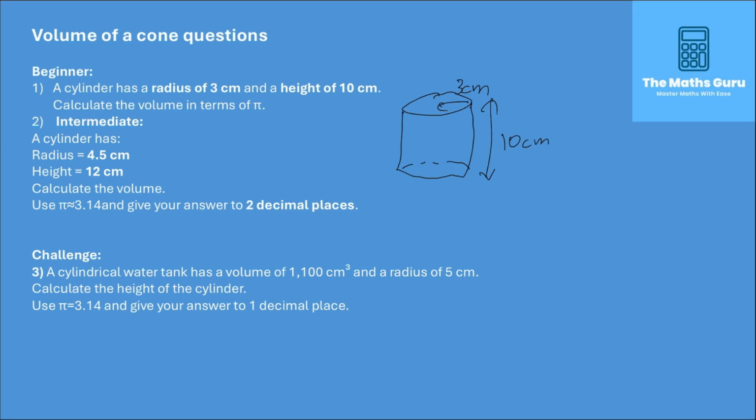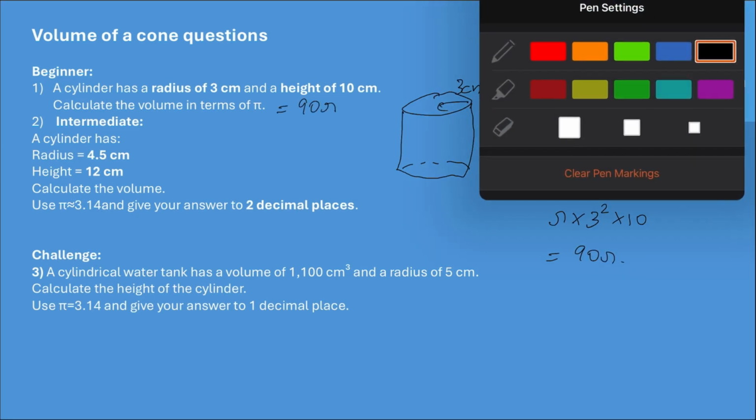So remember, with volume, it's all about the cross-sectional area times by our height. So our formula is pi r squared h. So pi times by our radius, 3 squared, times by our 10. So pi times by 3 squared times by 10, 90 pi. And it wants it in terms of pi, so we leave it like that. We don't need to expand it anymore or simplify it more.